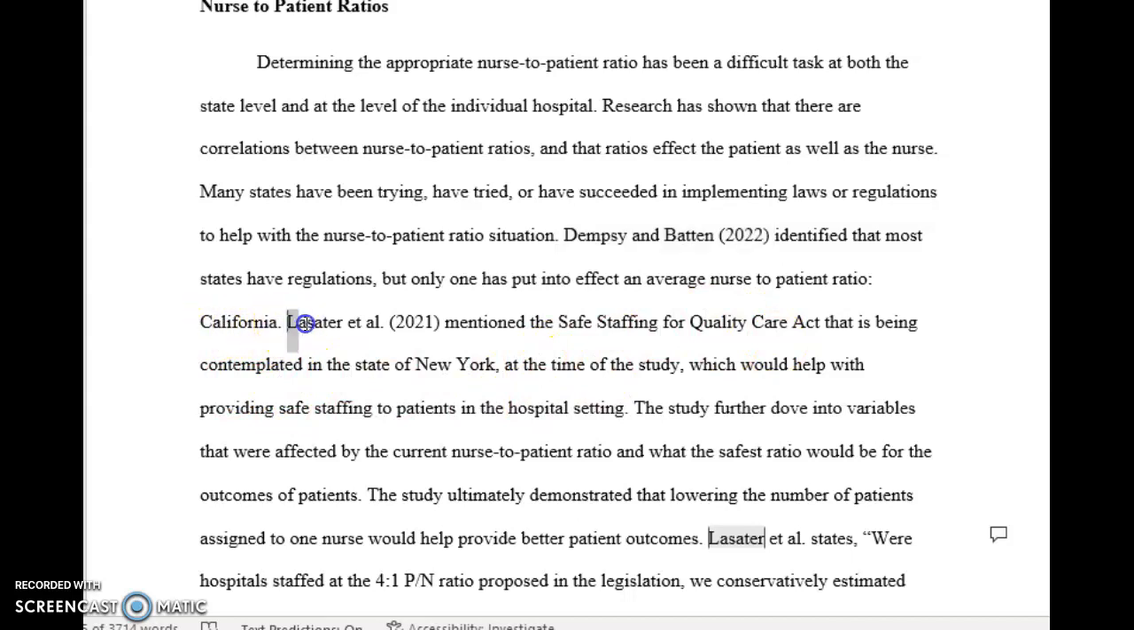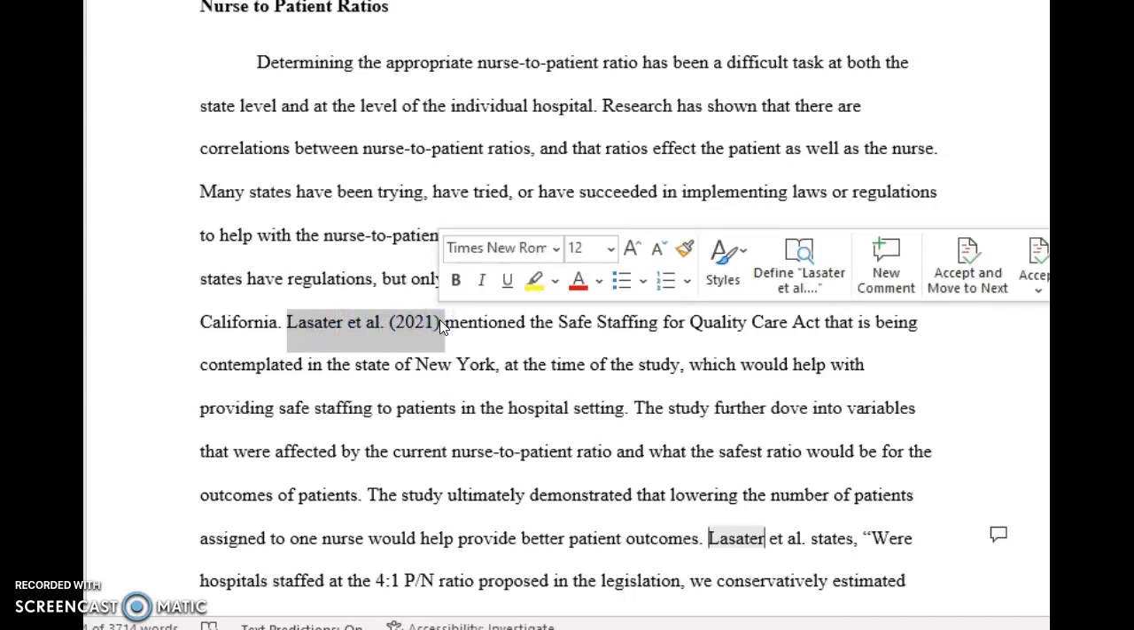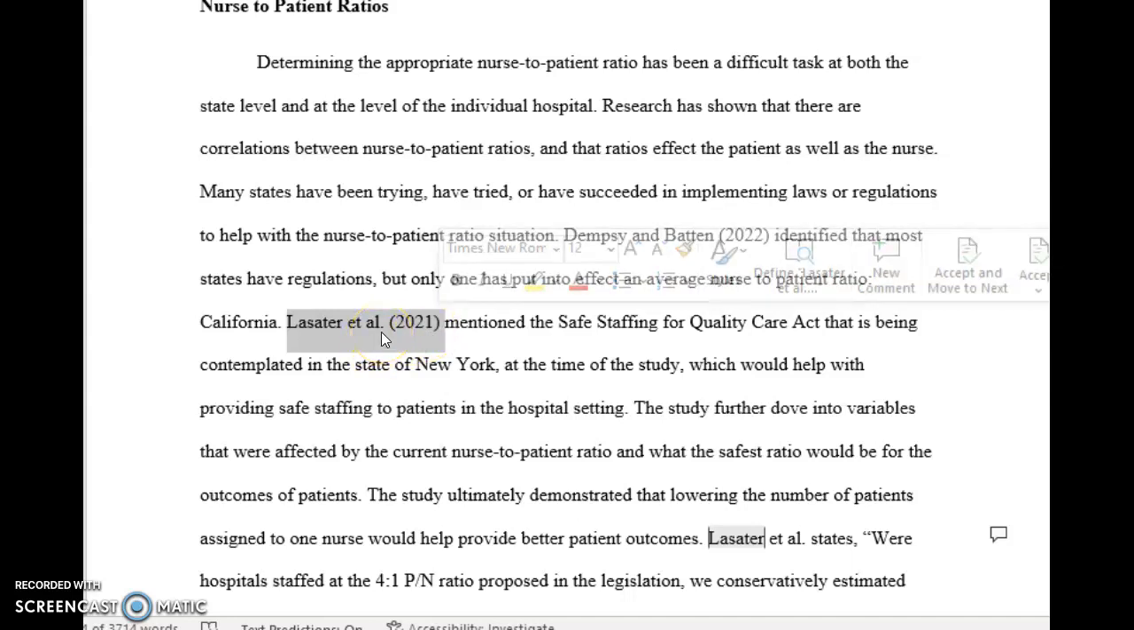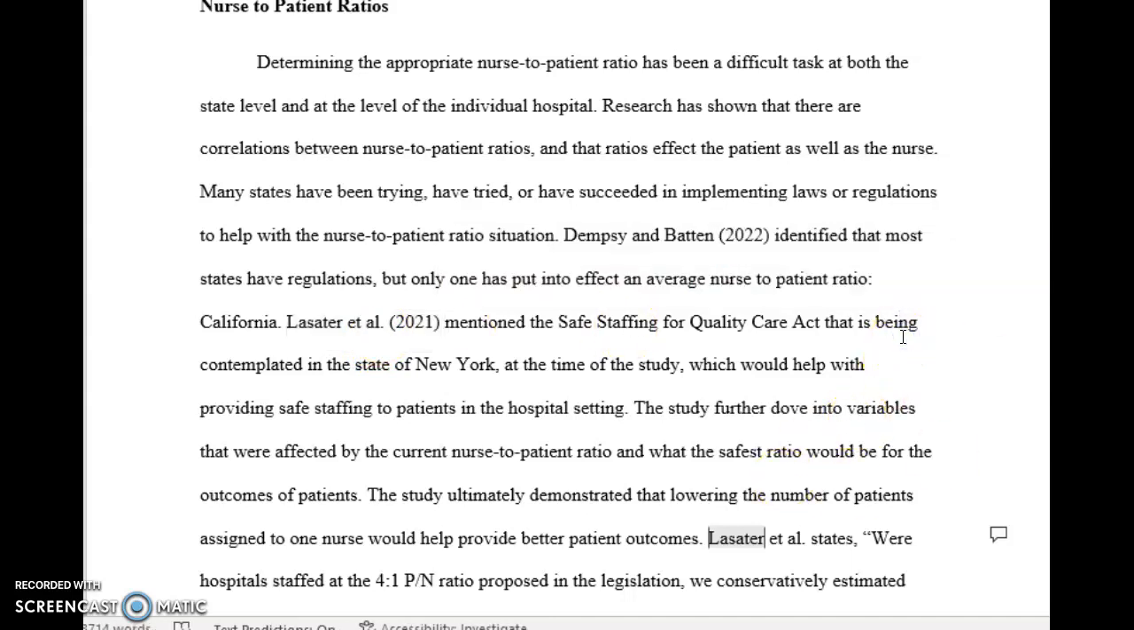Now here, because this citation is at the beginning of the sentence and not at the end of the sentence, then this "al." will just be followed by a period and not a comma. So citations are going to look different depending on whether or not the in-text citation appears at the beginning of the sentence or it appears at the end of the sentence in parentheses. Okay?